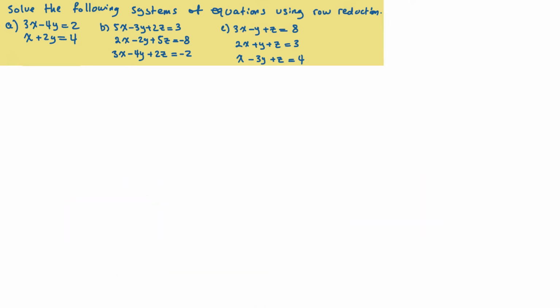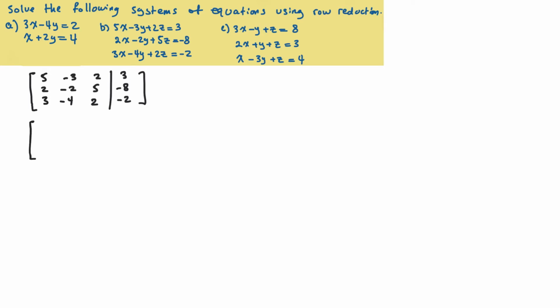Okay, let's do part B now. Part B has 3 equations and 3 unknowns. So I will make a matrix, and my coefficients of x for the 3 are 5, 2, and 3. And the next ones are negative 3, negative 2, negative 4 for y, and for z there are 2, 5, and 2. And my constants are 3, negative 8, and negative 2. My goal here would be to reduce the left bottom corner to 0, so this, and this, and then I can start solving.